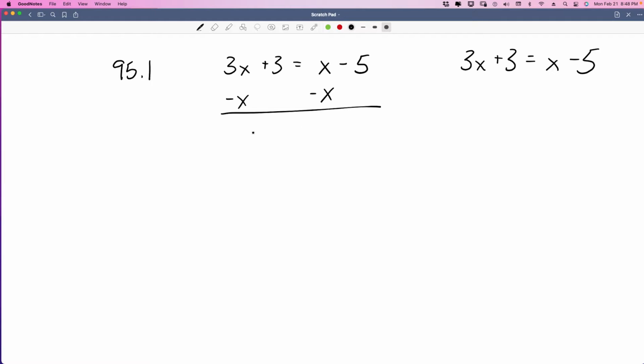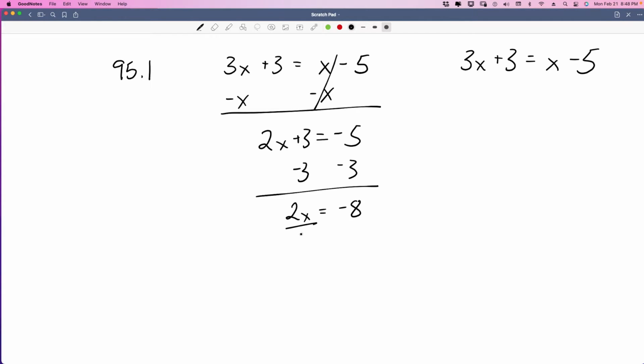That becomes a 2x plus 3 is equal to negative 5 because this canceled. So now I'm going to move this positive 3 by subtracting it from both sides. So now I have 2x is equal to negative 8. And if I divide both sides by 2, I find that x is equal to negative 4.